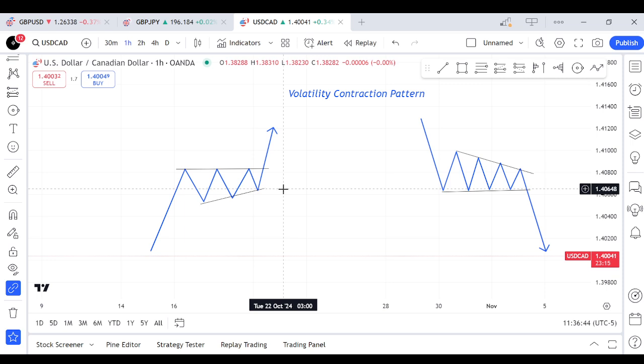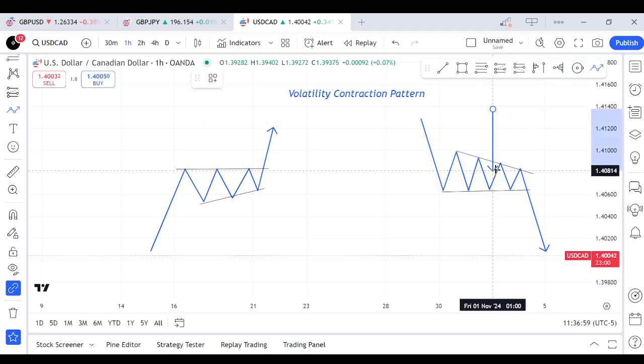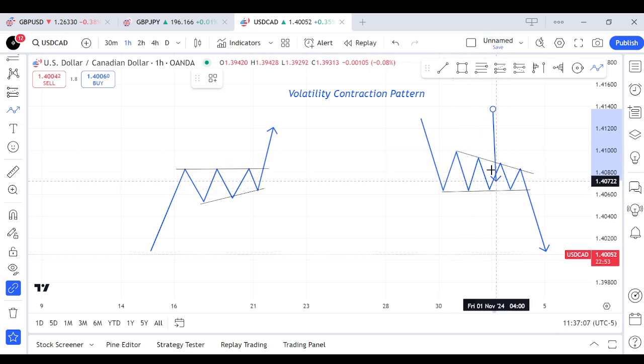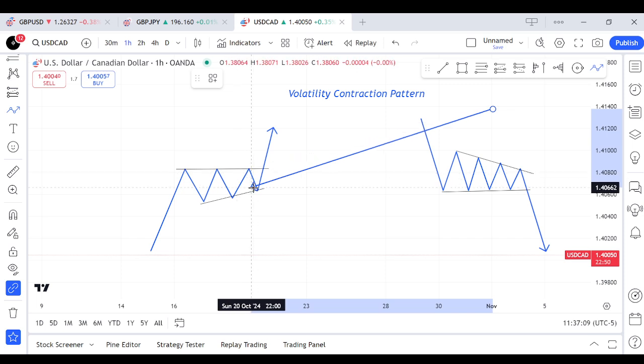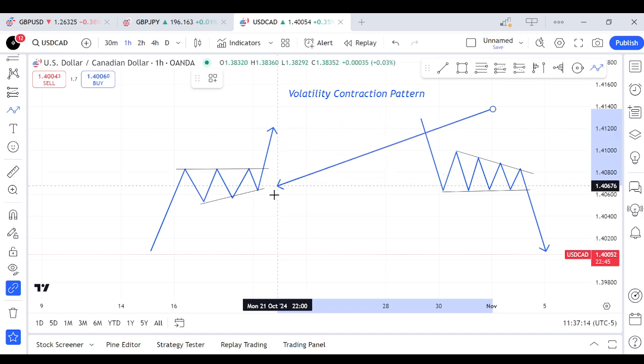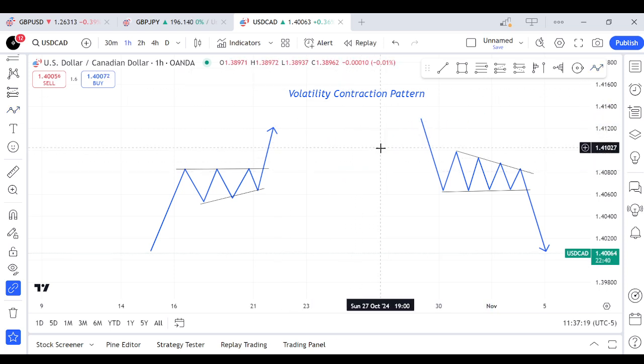So volume behavior is the fourth component. During the contraction phases, trading volume tends to decrease, while it should increase significantly during the breakout. So during these phases, during this area, the volume decreases but increases during the breakout. Increases while coming down, decreases during the contraction, then increases during the breakout. Sometimes we have a retest, but the volume always increases during the breakout. So that is the volatility contraction pattern.